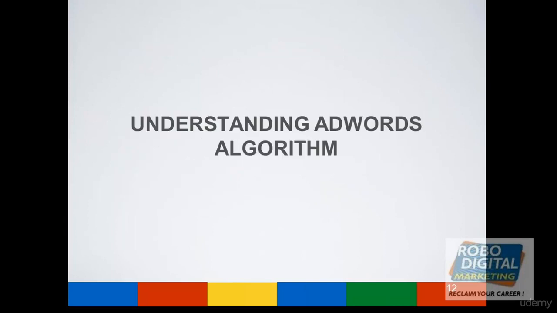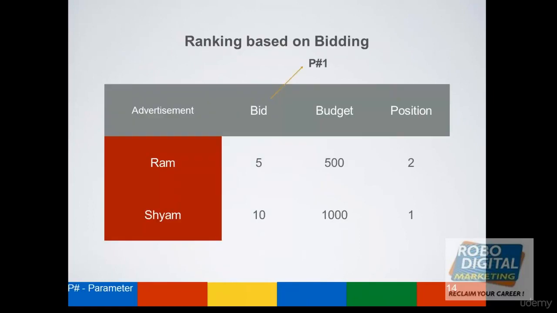So let's understand the algo first, then you will be able to understand things in a much better manner in AdWords. Let's suppose there are two people, Ram and Shyam. Ram is bidding 5 rupees and Shyam is bidding 10 rupees. Their budgets are 500 and 1000 rupees.